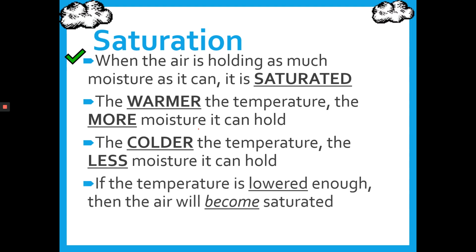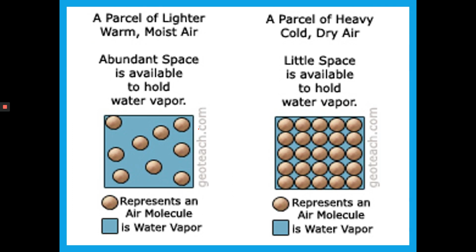If the temperature is lowered enough, so if we take the outside temperature and let's say we don't change anything else, we just change the temperature, if we lower it enough, the air becomes saturated. So here's a diagram about warm and cool air. Remember, warm air rises, right? Cool air sinks. A parcel of lighter, warm, moist air has abundant space available to hold water vapor. So you have air molecules here, right? And they're spaced out. So there's room in those air molecules for water to be contained. If you have cold, heavy, dry air, there's less space in between. So there's not as much space for water in the air.